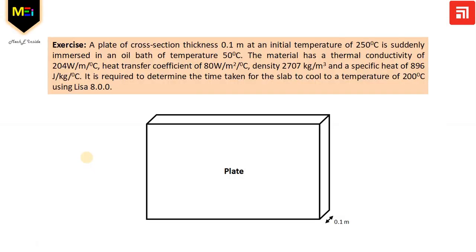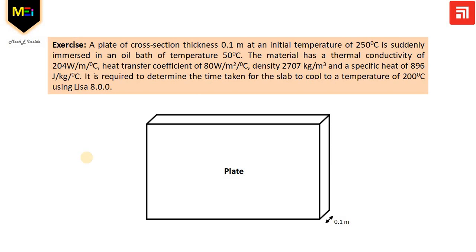A plate of cross section thickness 0.1 meter at an initial temperature of 250 degrees Celsius is suddenly immersed in an oil bath of temperature 50 degrees Celsius. The material has a thermal conductivity of 204 watt per meter per degree centigrade. Heat transfer coefficient of material is 80 watt per meter square per degree centigrade.